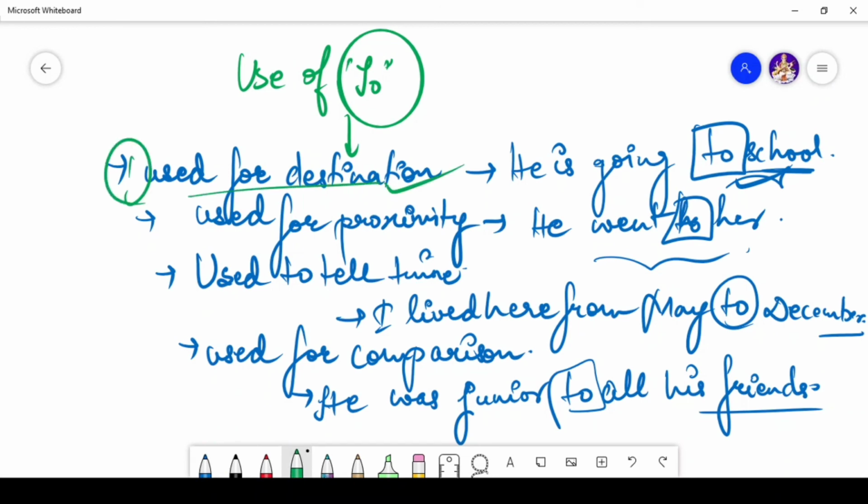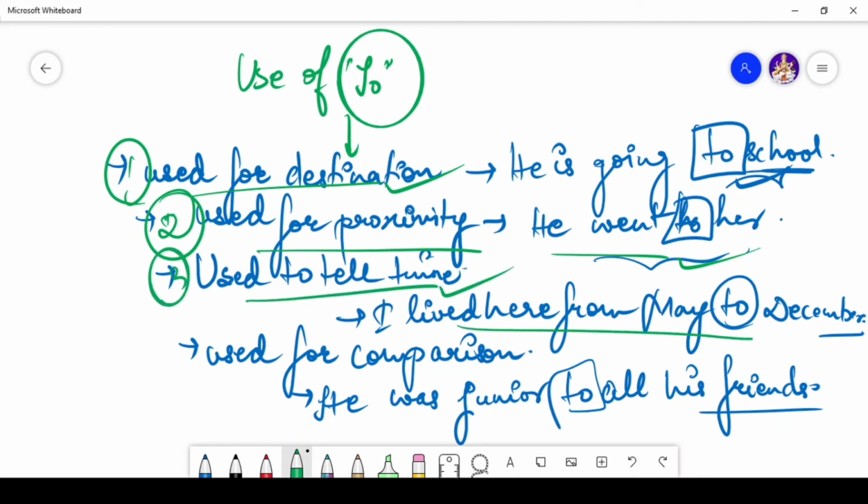If he is going to school, he is going to the market, he is going to the mall or anything like that, it can be used for proximity. He went to her. वो उसके पास, whenever you are trying to say something like उसके पास, anything. Third, it is used to tell time. I lived here from May to December. कब से कब तक? Then, used to tell time. Now the fourth one is used for comparison, like he was junior to all his friends.